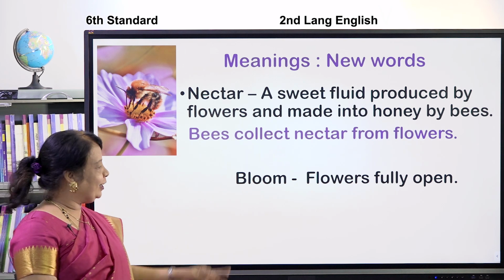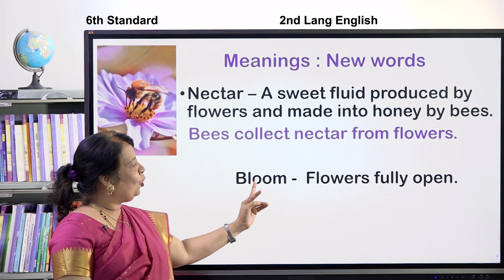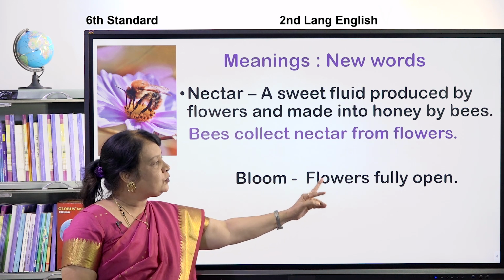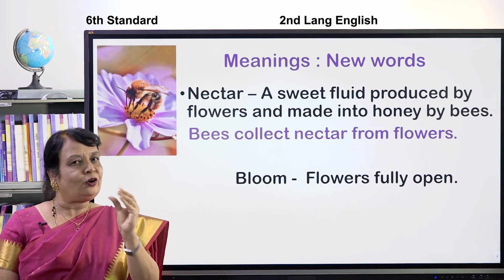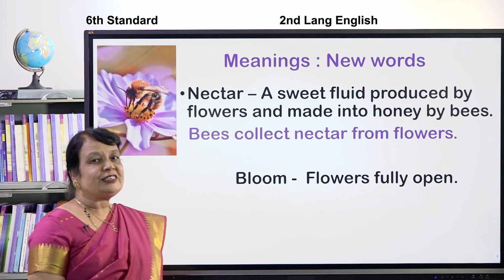Second, there is one more word here. Bloom. B-L-O-O-M. Bloom. Flowers fully open. ಹೂಗಳು ಅರಳುವುದು. Yes, ಅರಳ್ಕೊಂಡಿರುವ ಹೂವನ್ನು we call it as bloom.